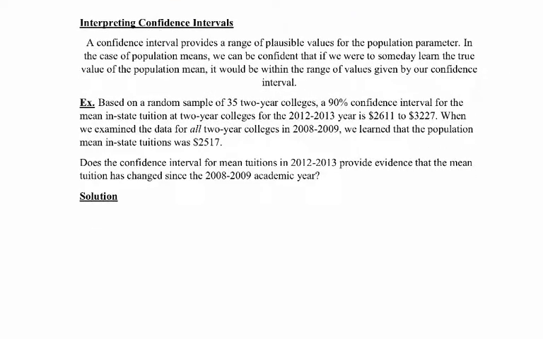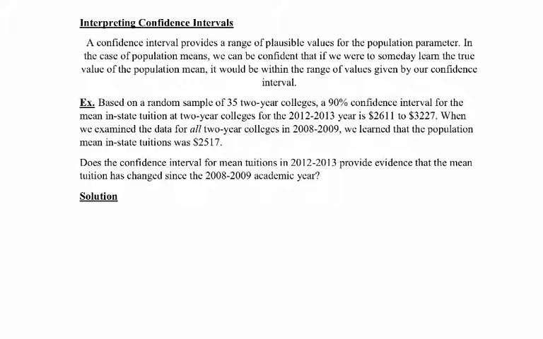A confidence interval provides a range of plausible values for the population parameter. Remember, we don't know what the population mean is, and that's the point of using the intervals to try to get an estimate for that. In the case of population means, we can be confident that if we were to someday learn the true value of the population, it would be within our range of values that are given in our confidence interval.